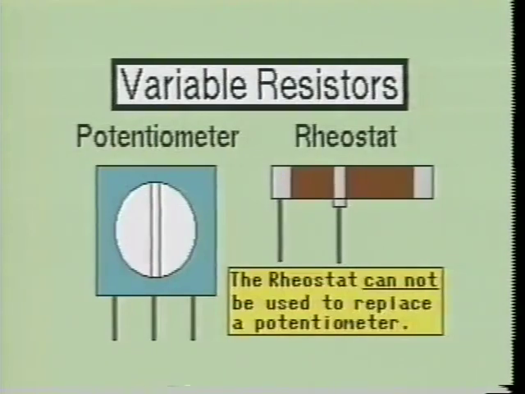Resistors come in fixed and variable sizes. Here we see two types of variable resistors. One is called a rheostat and the other is called a potentiometer, or simply pot for short. If you notice, the rheostat is a 2-wire device and the potentiometer is a 3-wire device. The rheostat has one fixed terminal and one variable terminal. The potentiometer, on the other hand, has 2 fixed terminals and 1 variable terminal. Variable resistors are used for adjusting circuits to meet certain requirements.